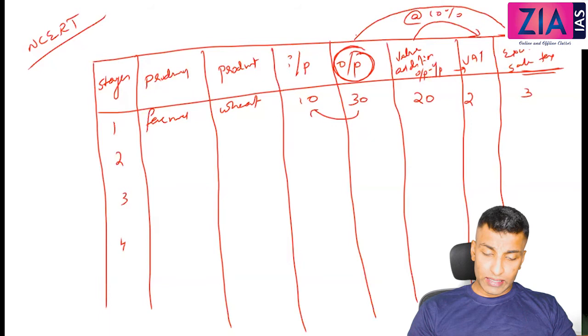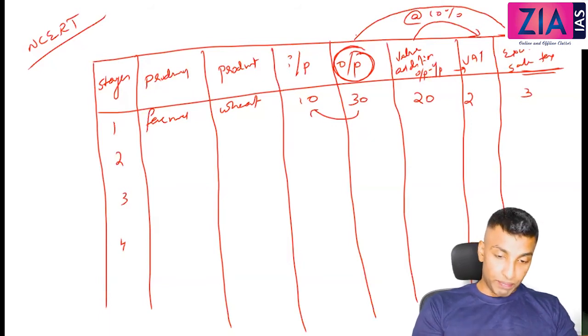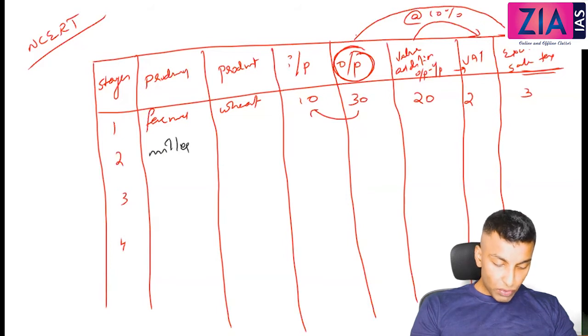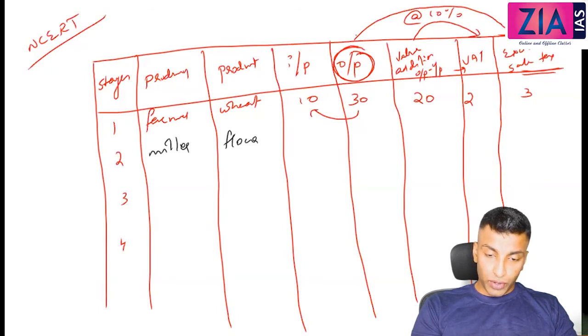Let's see 2-3 more examples within this itself, so it will be very clear what exactly is value addition. Then if you go for the miller, the farmer is selling it to the miller, and what will he do? He will grind this into flour, right? So the product by the miller is the flour. So what is the input there? The wheat is the input. And what is the cost of the wheat? This output cost, this 30, will be the cost of the input for the miller.